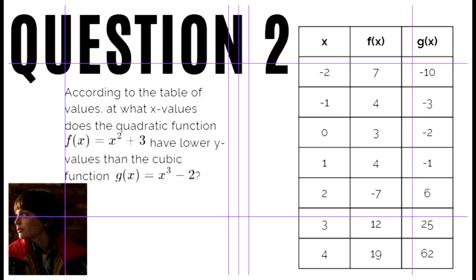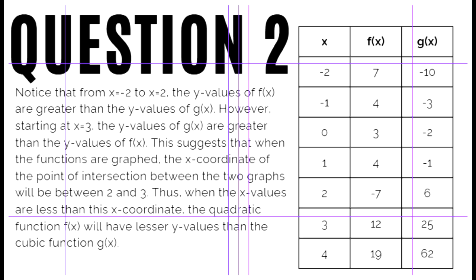Okay, I hope you paused. Let's see if we can figure this out. So right now, this is winning, this is winning, and all of a sudden, this is winning. So it's at this point that g of x starts to win. When does f of x have lower values? It's between 1 and 2. Notice that from x equals -2 to x equals 2, the values of f of x are greater than the values of g of x. However, starting at x equals 3, the values change.